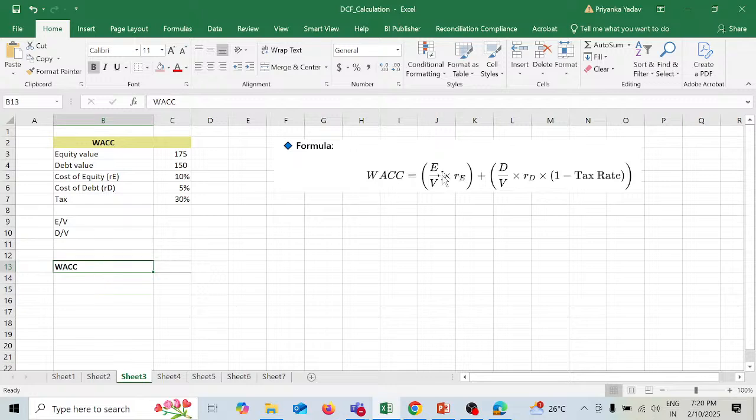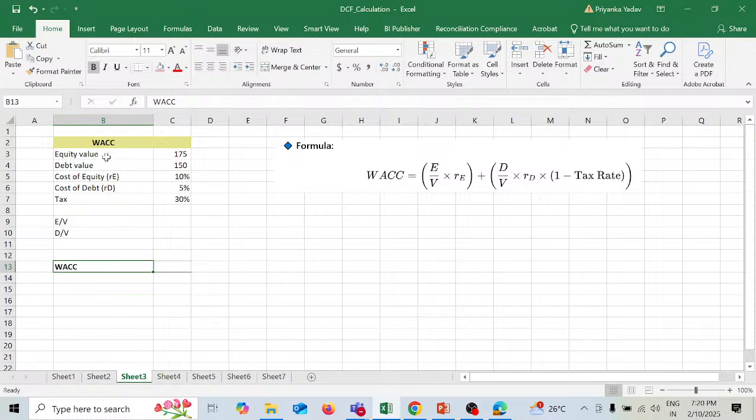Now E over here represents the market value of equity. It is divided by the total value of the firm, that is E plus D. So V over here is actually E plus D, that means market value of your equity plus market value of debt. RE is the cost of equity, and RD is your cost of debt, that is the interest rate on debt, and the tax rate is there.